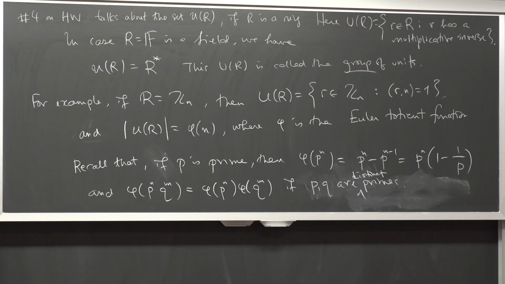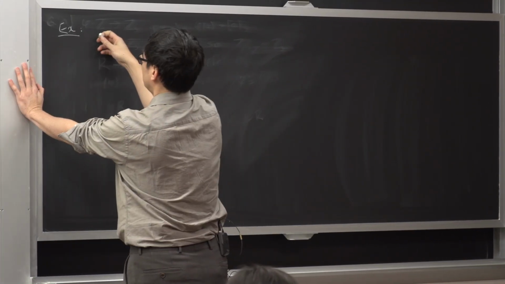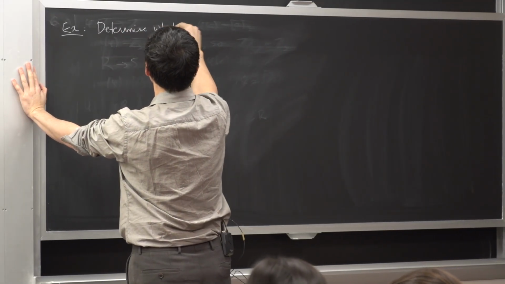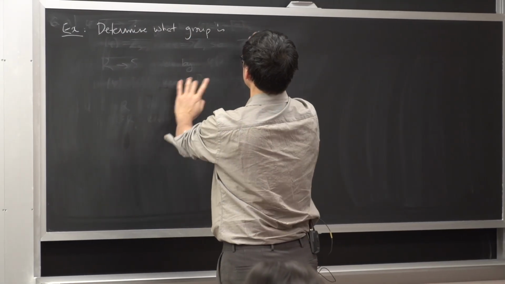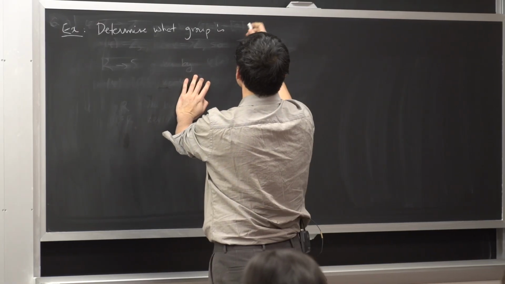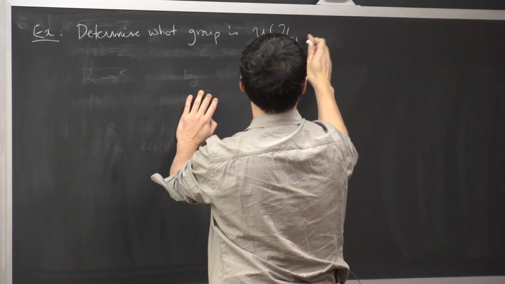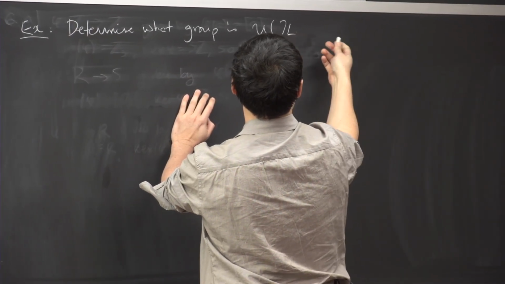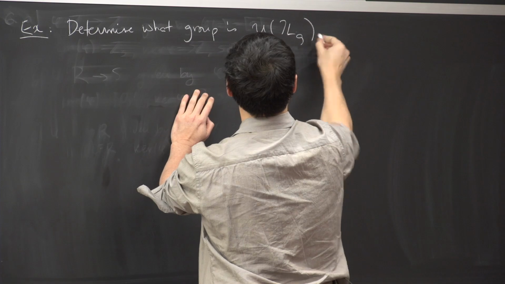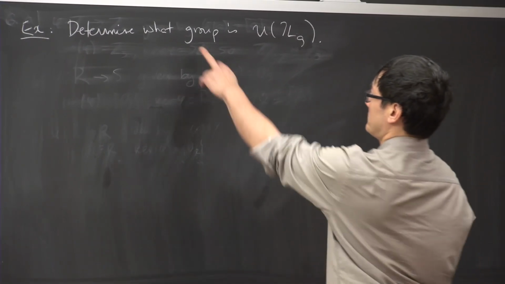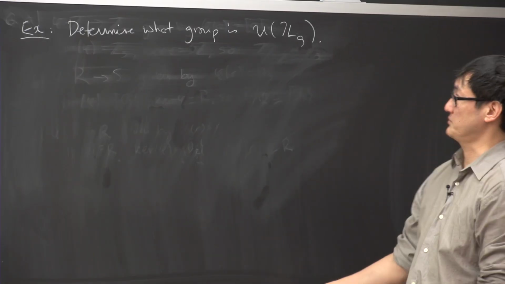All right. So here's an example. Determine what group U of Z9 is. Let me think of a non-terrible number, 9. I don't know if that's on your homework. So what do I mean by this? Let's figure out what I mean by this.